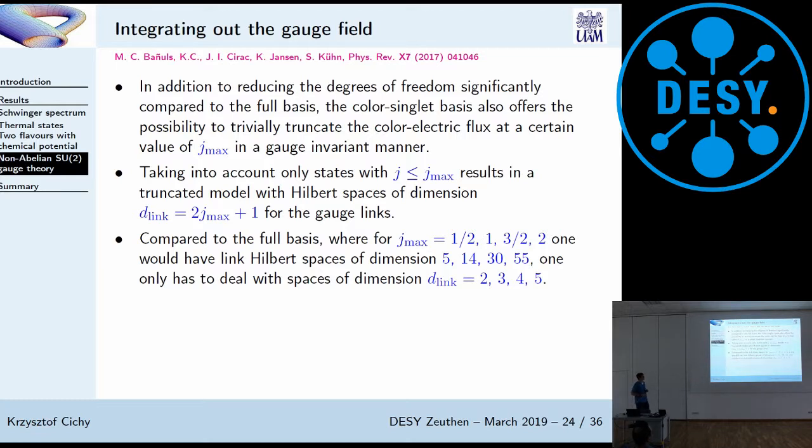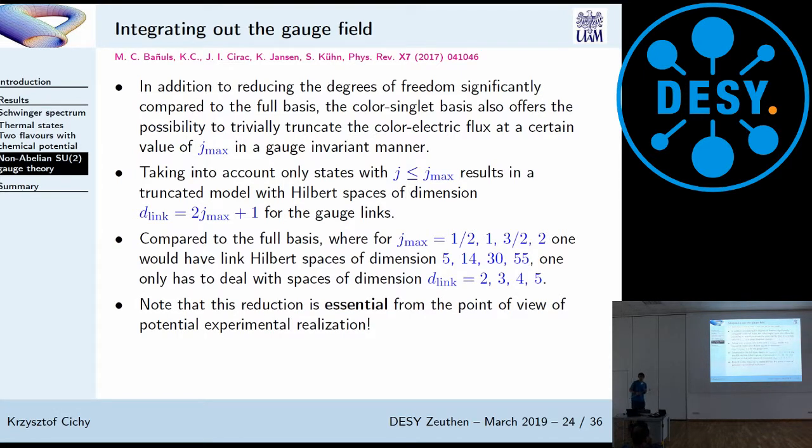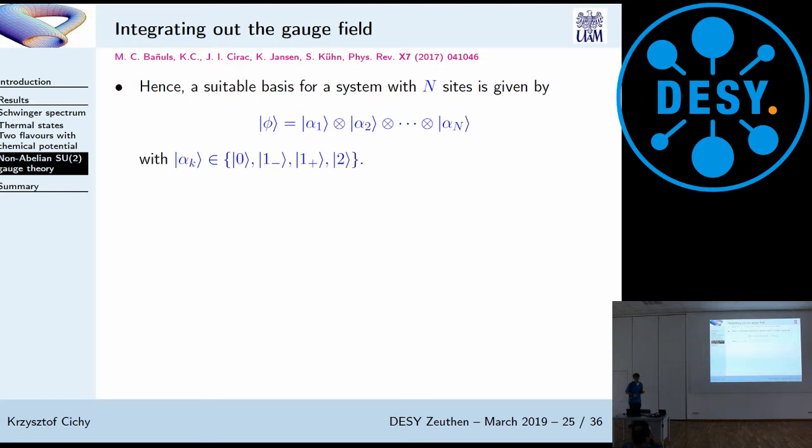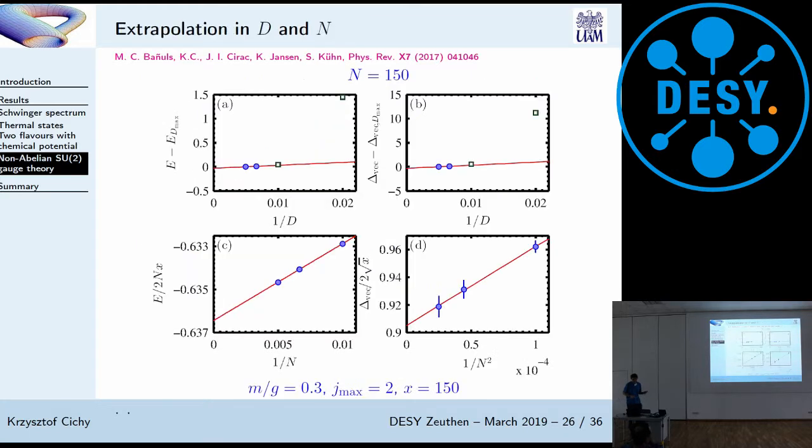Now it's pretty interesting when you compare the full basis and this color singlet basis. What is the dimension of the Hilbert space? In the full basis, you have 5, 14, 30, and 55. And in the color singlet basis, you have 2, 3, 4, 5. So it's very important in case someone wants to implement this on a quantum computer, then of course it's much better to use such a color singlet basis and have these dimensions. Okay, this I basically mentioned already.